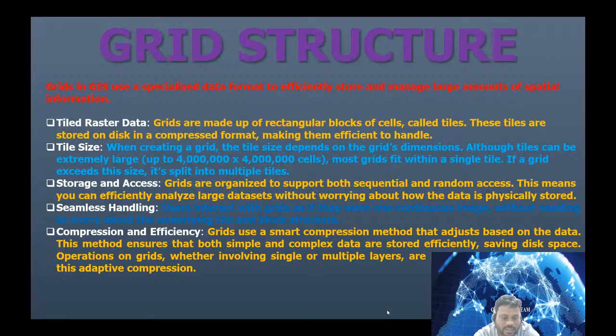So compression and efficiency. Grids use a smart compression method that adjusts based on your data. This method ensures that both simple and complex data are stored efficiently, saving disk space, whether operations on the grid involve a single or multiple layers. Overall, this grid structure allows for efficient storage and processing of large amounts of spatial data, making GIS applications powerful and responsive.